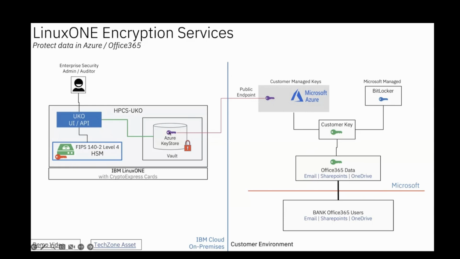So if they disable this purple key here on the IBM side, either on IBM Cloud or on-premise LinuxONE, this key inside the Azure Key Vault gets disabled. And so the green key, which is a combination of the purple and the blue key, will get disabled as well. And there is a demo video that we created that is available on Developer.